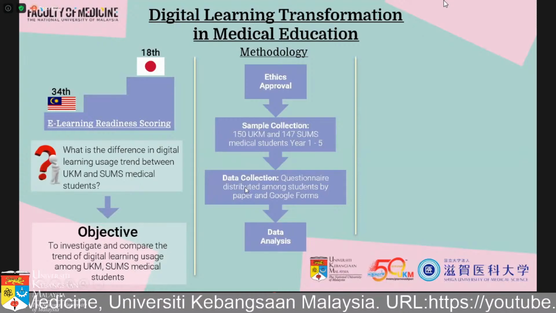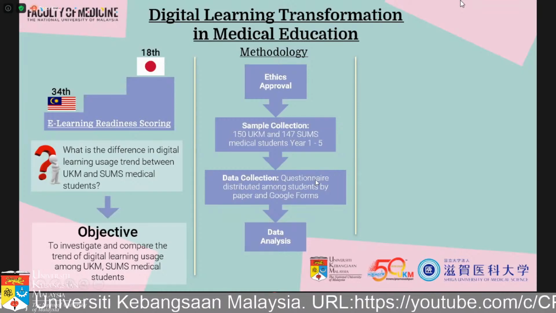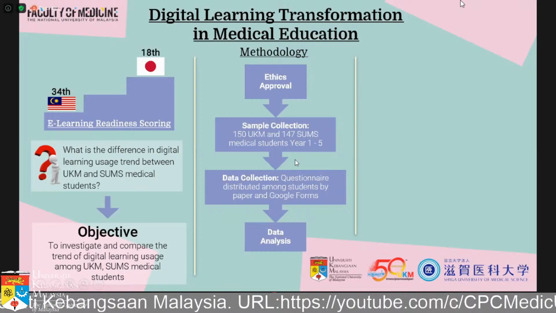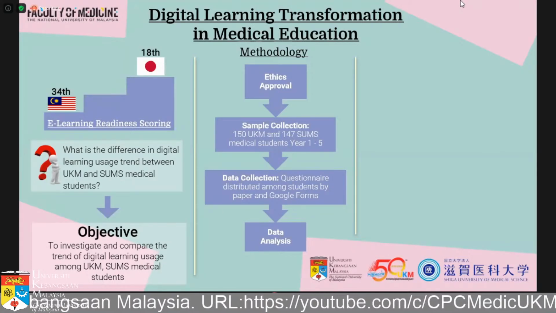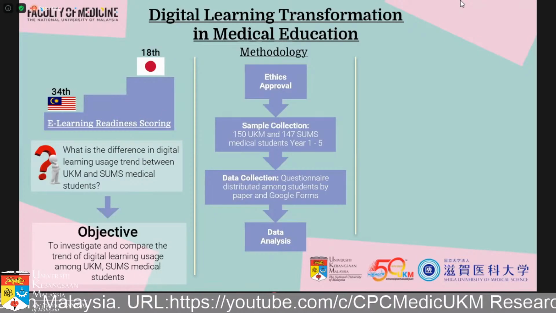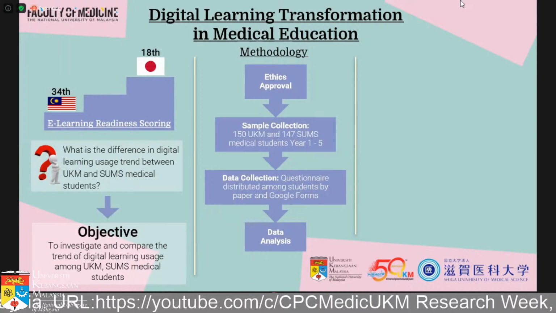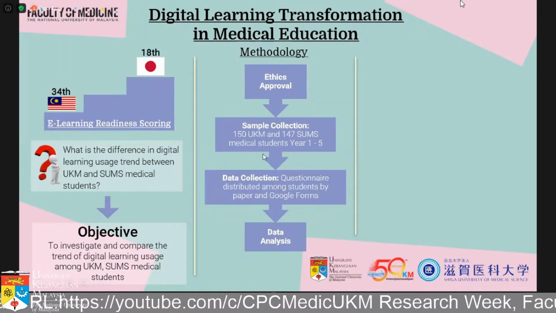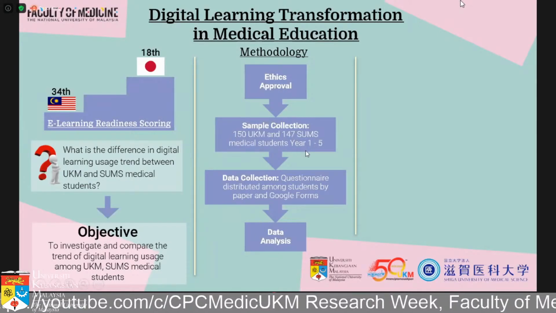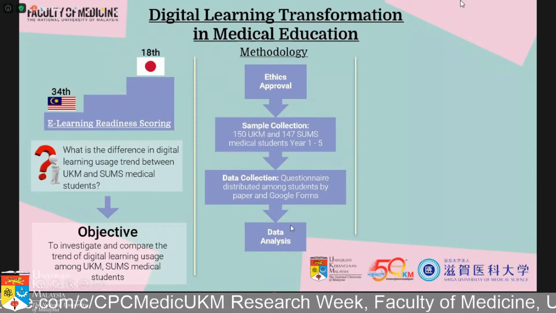After getting ethics approval from UKM and permission from SUMS, data collection was done. Questionnaires were distributed via Google Forms for UKM medical students, while for SUMS medical students, questionnaires were distributed manually by paper. Stratified convenience sampling was used with a target sample size of 286, and eventually a total of 297 medical students enrolled in our study, consisting of 150 UKM and 147 SUMS Year 1 to Year 5 medical students respectively. Data analysis was done via SPSS version 22, and below are our results.